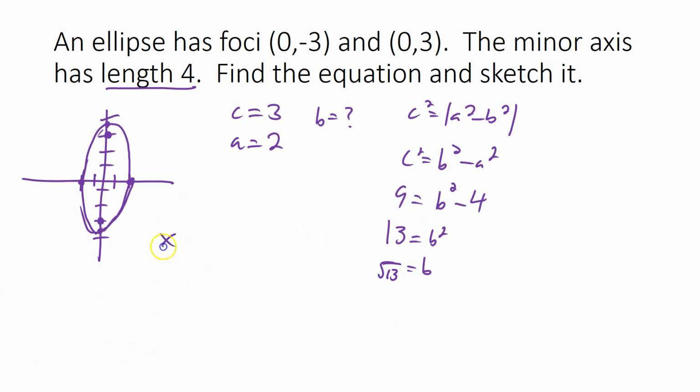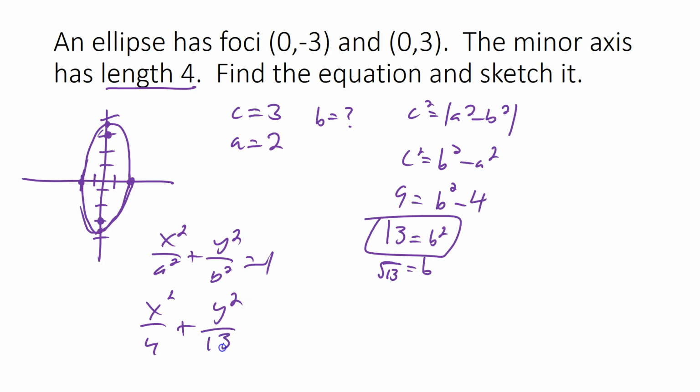So we know it's x squared over a squared plus y squared over b squared equals 1. So we know some of these things. A is 2, so it's x squared over 4. Y squared, now we have b. B is root 13, but I've got written right here, b squared is 13, so I got it right there. Equals 1. That's your equation. Awesome. Foci happen at 0, plus and minus 3. They told us that. Major axis would have length 2 root 13. Minor axis has length 4. Not too bad. All right, that's it for your intro to ellipses.